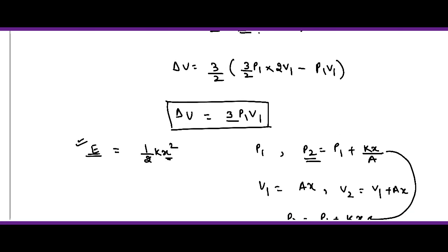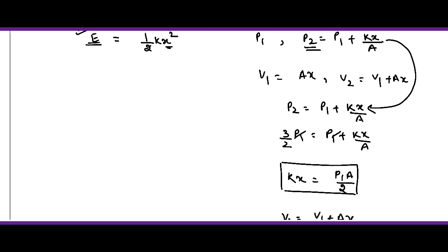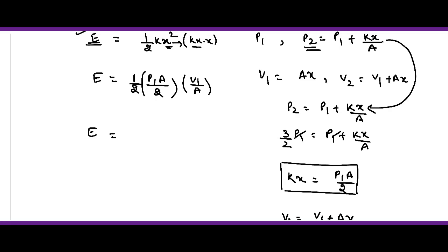So I am going to put the value of Kx and X in the formula of energy stored in spring, because I want this energy in the form of pressure and volume. So I change my K and X in the aspects of pressure and volume. Half of Kx is P1A upon 2, and because this is basically Kx dot X. Okay, so the value of Kx is P1A by 2 and the value of X is V1 upon A. So my energy stored in spring is coming out to be P1 V1 upon 4.